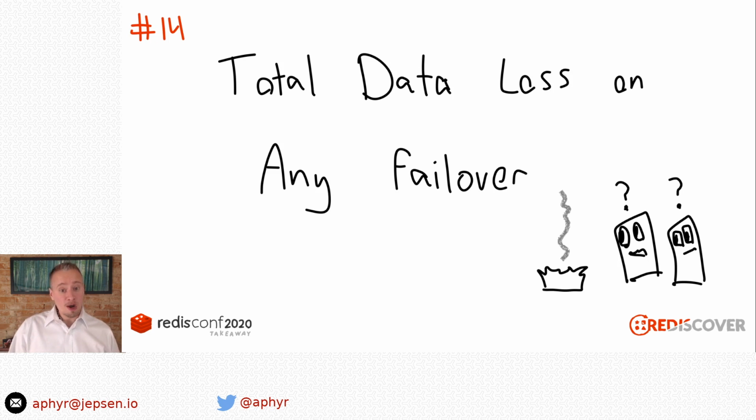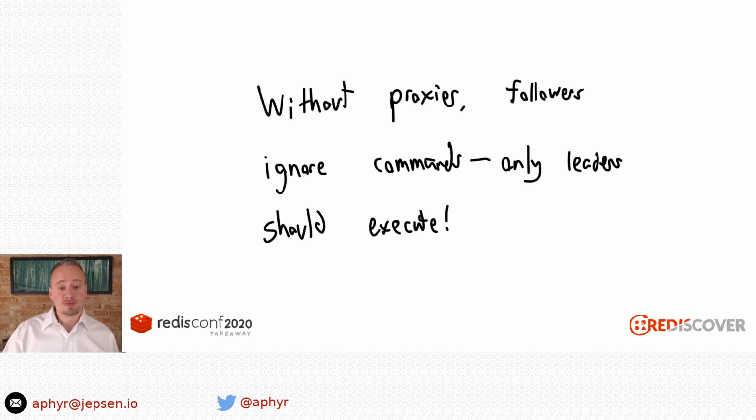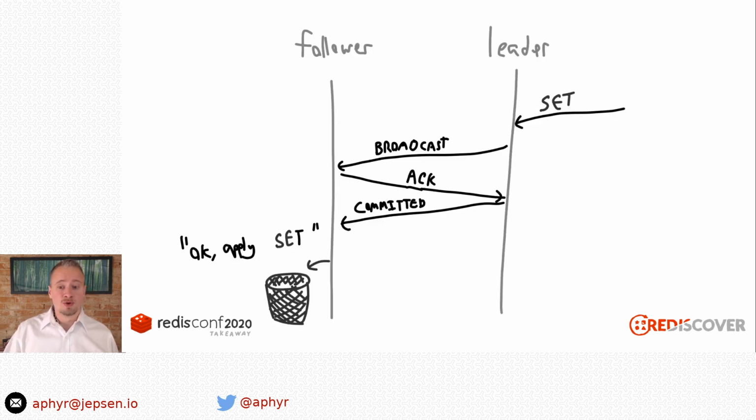When we tested without proxy mode, we found that RedisRaft appeared to lose all of its data as soon as any failover happened. This occurred because without proxies enabled, followers were supposed to ignore commands, because only leaders are supposed to execute them. So the leader would get a set operation, broadcast it via Raft, it would go into the Raft log, and when it was marked as committed, the follower would say, great, let's apply this set operation.